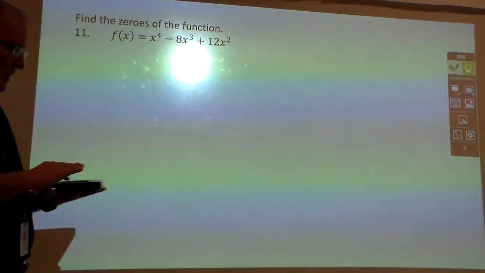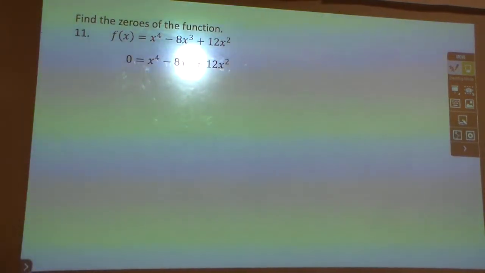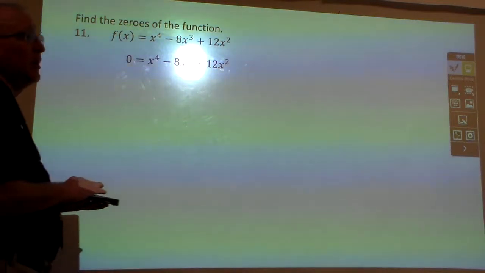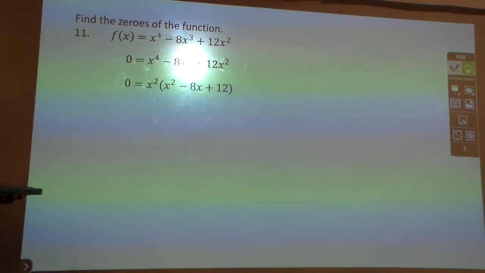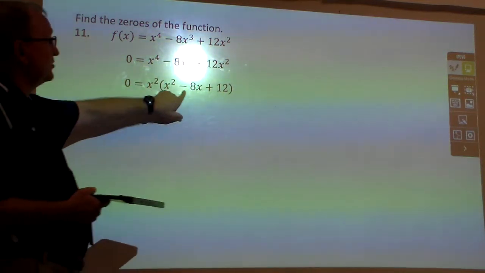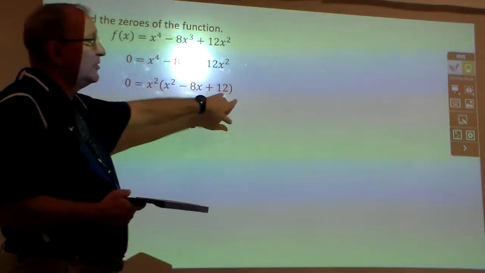Actually, the first thing I need to do is what? Set it equal to what? 0. And then I determine if there's something common. What's common to all of them? An x squared. Now I factor that out. Now I have an x squared here, so I can just factor this.